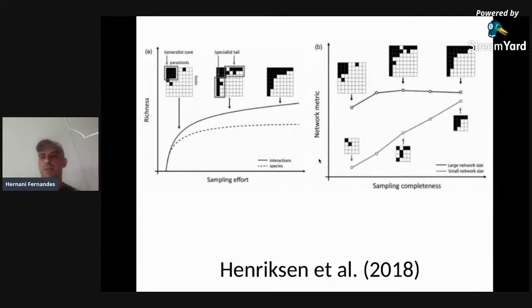So many of the network metrics are robust to adding more species. You can add more species and links in a big network using molecular methods, which usually doesn't change significantly the structure of the network, but it's very hard to sample these networks well enough. So to reach 90%, 95% of the interactions of the true network sampled is a much harder challenge.